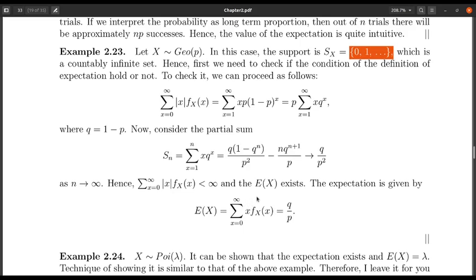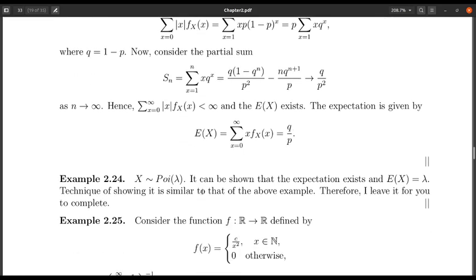So the average value of the number of failures before the first success is nothing but q, which is (1 minus p) by p. Okay. Similarly, you will be able to do the Poisson case.